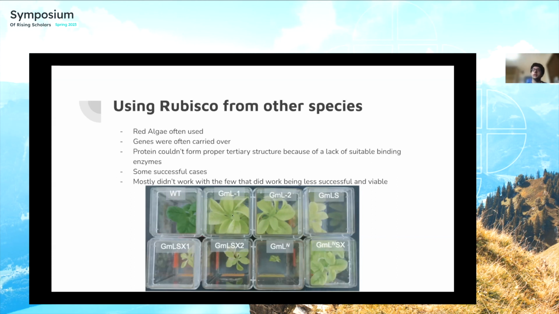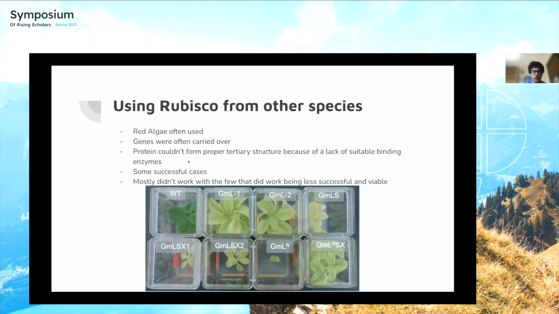And basically, the RBCL gene codes for the large subunit of Rubisco. Rubisco is made of large subunits and small subunits. And we knocked out the large one because when we knock out the large one, typically it's less error prone. However, when we knocked in the large subunit of the red algae, they just wouldn't form a proper tertiary structure because there was a lack of suitable binding enzymes, and they just wouldn't fold properly.